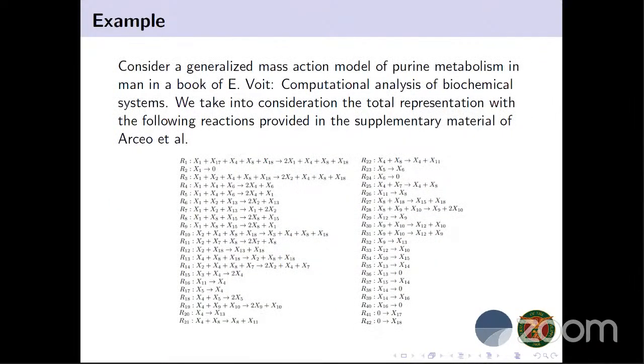Another example is this one. So consider a generalized mass action model of purine metabolism in man. This is given in one of the books of Voit, Computational Analysis of Biochemical Systems. We take into consideration the total representation with the following reactions provided in the supplementary material of Arceo et al. There are 42 reactions, so there is actually an independent decomposition for this particular example. As you can see here, there are 42 reactions, and this is a large network to handle.